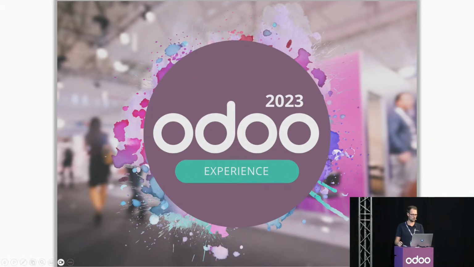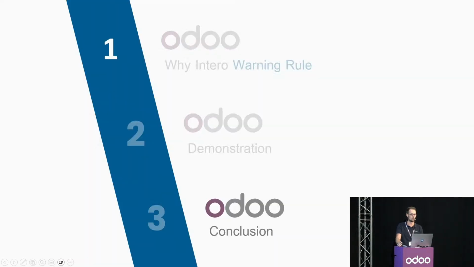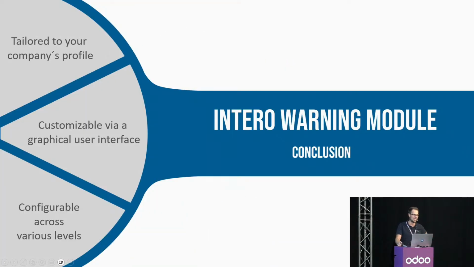Because we want to have a small conclusion as well. Because I think you're ready for this. You saw it in the live demonstration and everything works. So ready for the conclusion, for sure. There are 3 really important things we wanted to do. The module has to be tailored to your company's profile, because it is specific to your company. You want to design the rules for yourself. You want to make it customizable via a graphical user interface, and you want to make it configurable across various levels. And this is everything you need, not more.